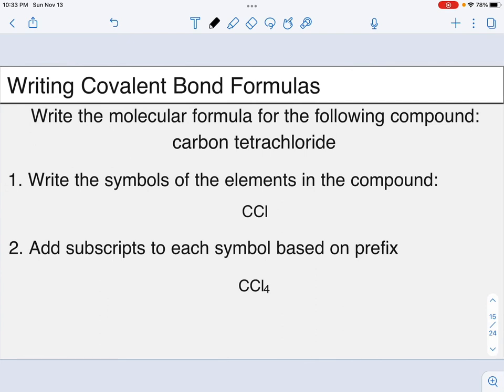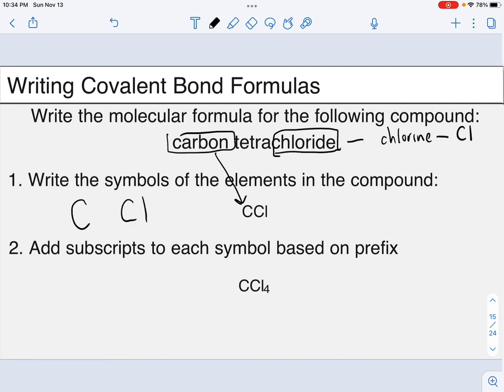What happens if you have to go in reverse? What if you're given the name, such as carbon tetrachloride, and you have to write the formula? Just go in reverse. Rule number 1, you write the symbols of the elements in the compound. Here we have carbon. What's the carbon symbol? A C. I'm going to write this on the left-hand side. We have chloride, which was transformed from chlorine, and we know that the symbol for chlorine is Cl. So we're going to put a little Cl there.